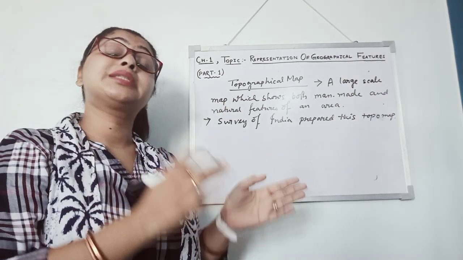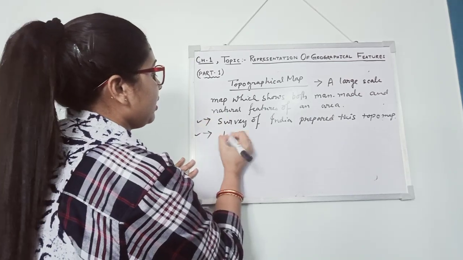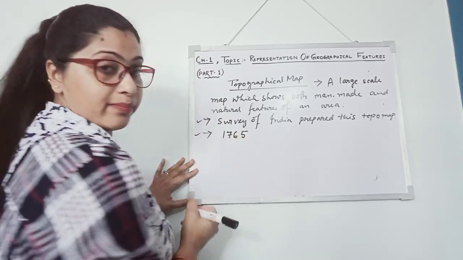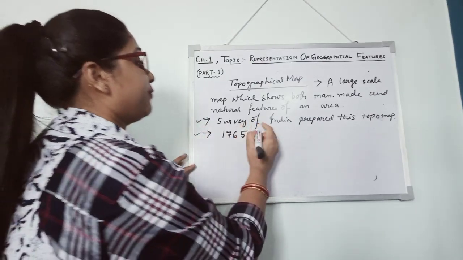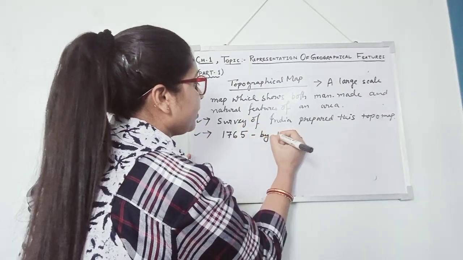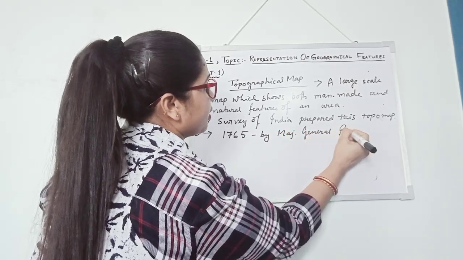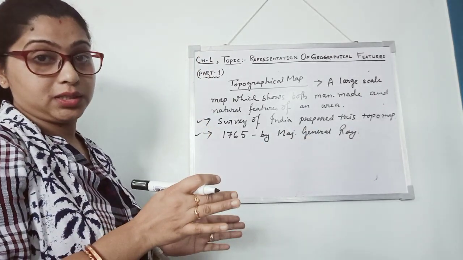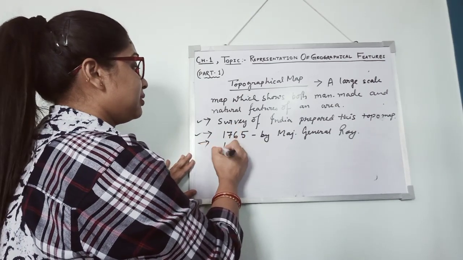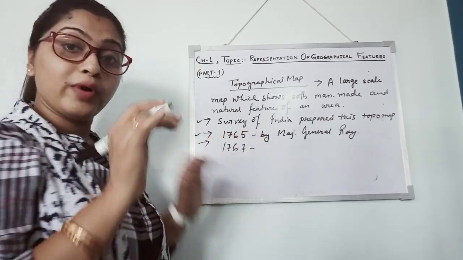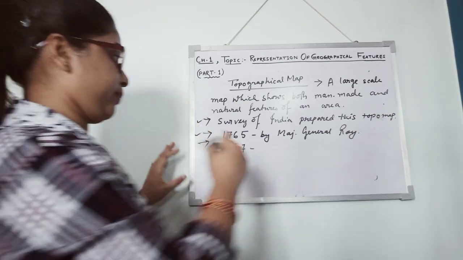But when was it started? It first started in the year 1765. First the survey started in 1765 by whom? By Major General Roy at the time of the British period. After 2 years, in 1767, the first Survey of India was set up in India, in British rule time. Okay?